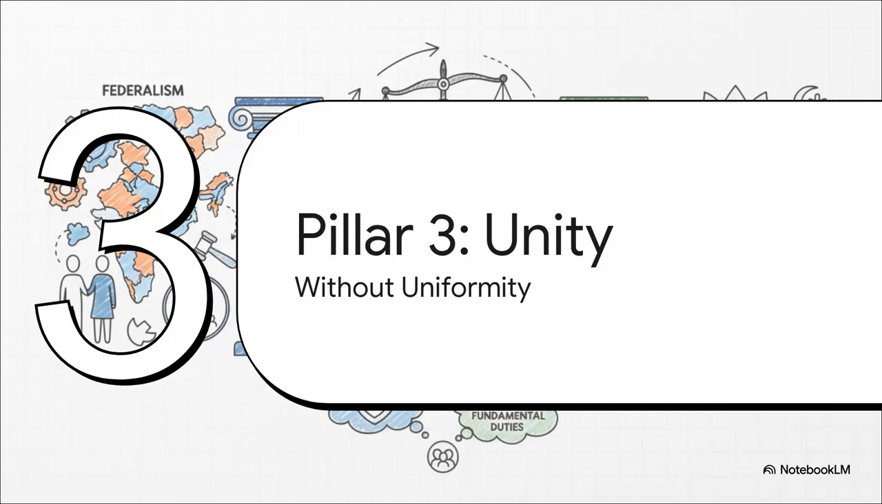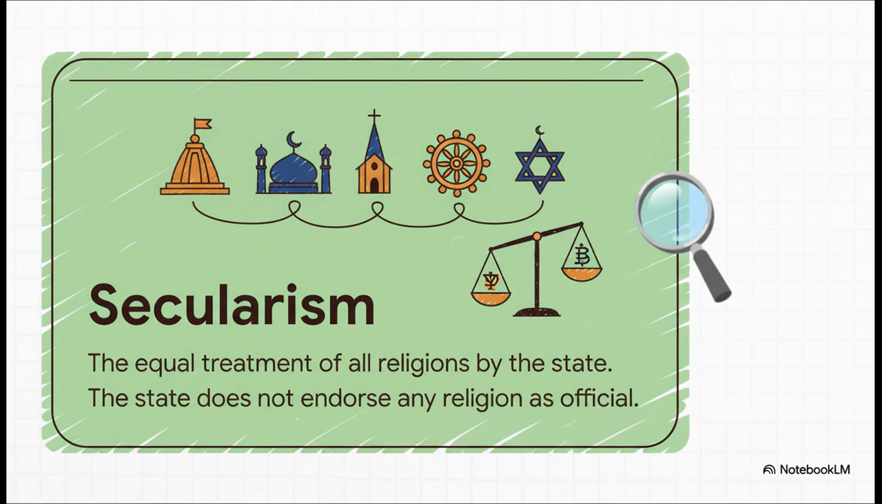All right, our third and final pillar is maybe the most unique and honestly the most challenging one: how to create a sense of national unity without forcing everybody to be exactly the same. This is all about embracing diversity. The key principle here is secularism. But, and this is really important, it's a version that's uniquely Indian. What it means is that the state doesn't have an official religion. It has to treat every single faith with equal respect and can never discriminate against a citizen because of what they believe.